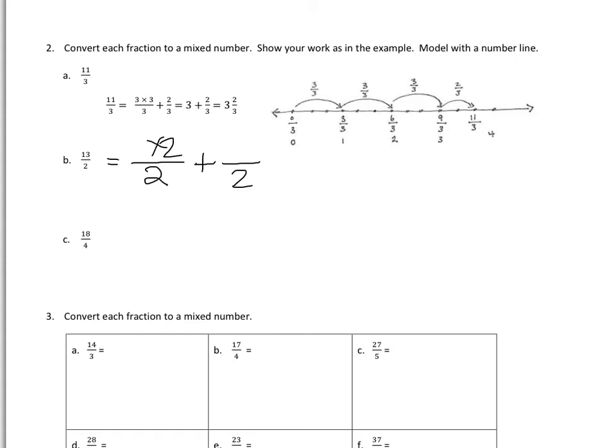And if we think about how many times we skip counted to get to 12, it was 6 times. Well, 6 times 2 is 12. So that takes out from here 12 of the 13 halves. And we're representing 12 by using this multiplication problem. But because we didn't use all of it, we still have 1/2 left.